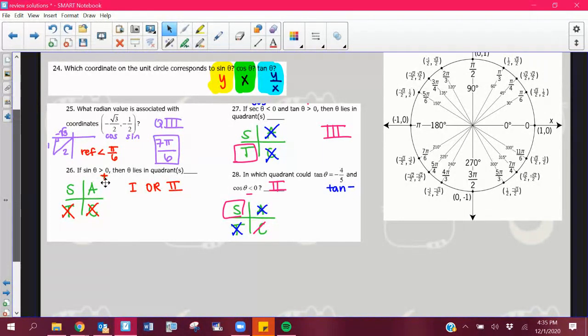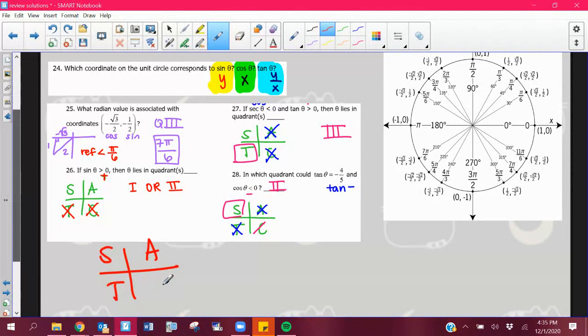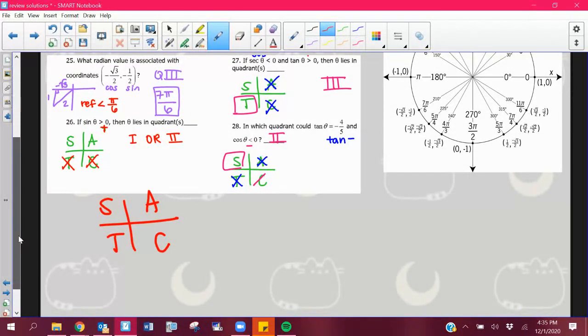I drew it out. And the other part of the unit circle that's super helpful is to remember the all students take calculus, or whichever acronym you feel is better. These tell you where each of your trig ratios are positive. So for this, everything is positive in quadrant 1. Sine and its reciprocal are positive in quadrant 2. Tangent and its reciprocal are positive in quadrant 3. And cosine and its reciprocal are positive in quadrant 4.